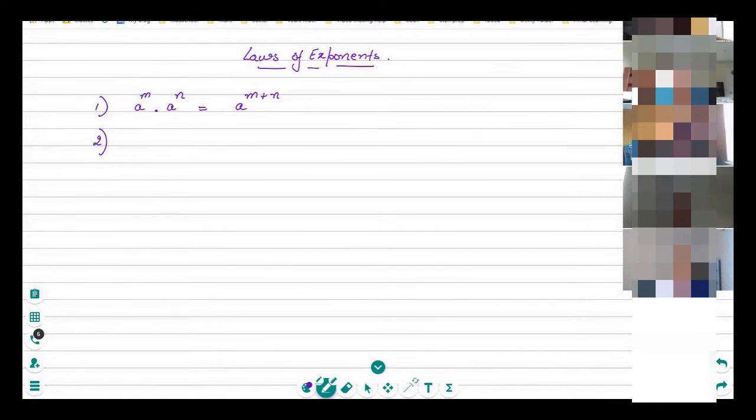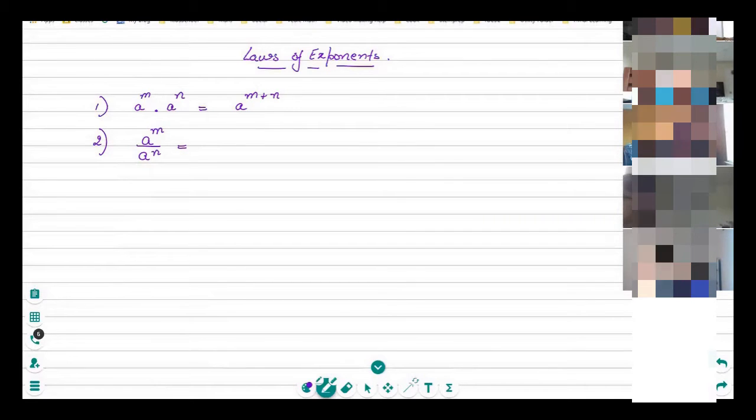Second law says the bases are same, but this time they are getting divided and the powers are different. Sanjay, what is it? You don't know. Sophia, try it out. Try what it should be. I mean, you've forgotten. Okay, so if I give you the numbers, you will be able to tell me? Okay, let me give you the numbers then.